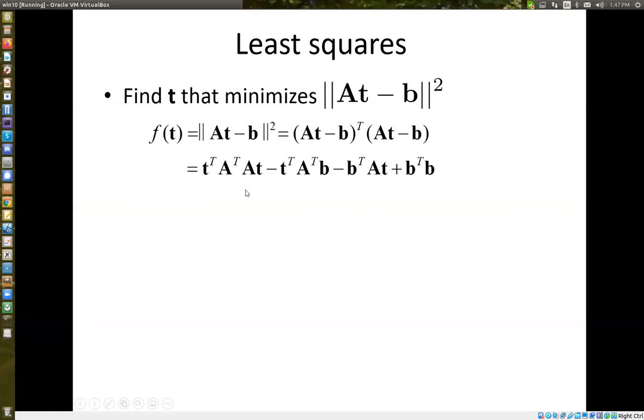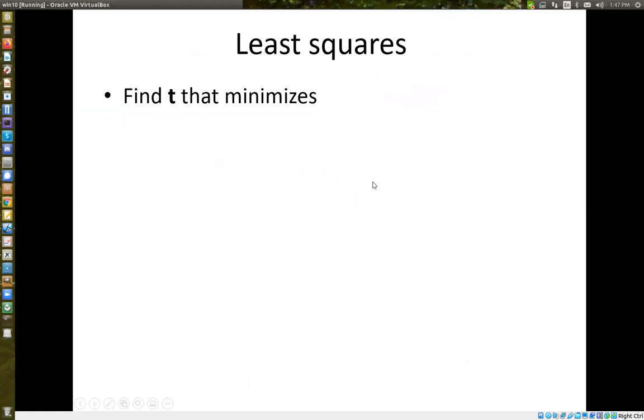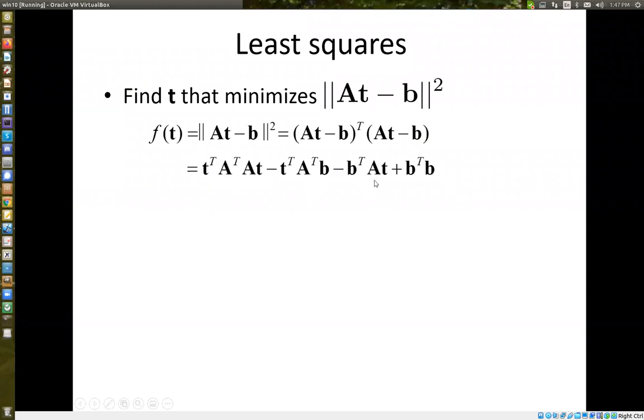Now what you see is I have t multiplied by some matrix multiplied by t, and t multiplied by something else, and another one multiplied by t. Notice these two values might be the same if A is symmetric. Wait, is it asymmetric? No, sorry. A is not symmetric, so they are not the same.